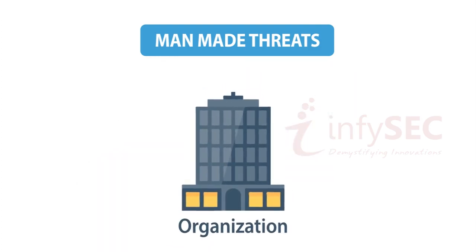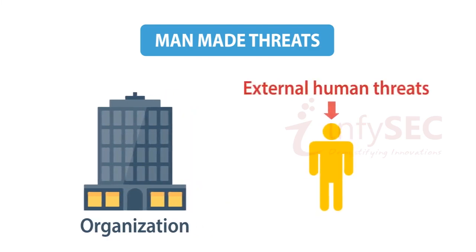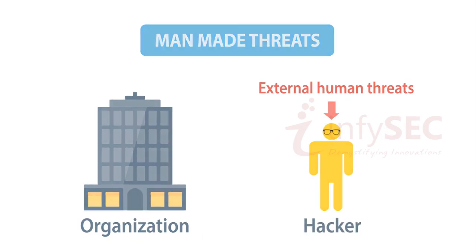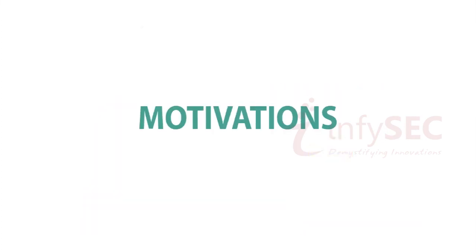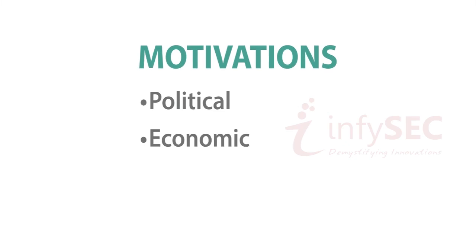The second category of man-made threats are caused intentionally by people outside the organization, also called external human threats. A member outside the organization attacking the information system with a malicious intent is called a hacker. Intentional threats are caused by individuals with motivations that can be categorized as political, economic, and socio-cultural.